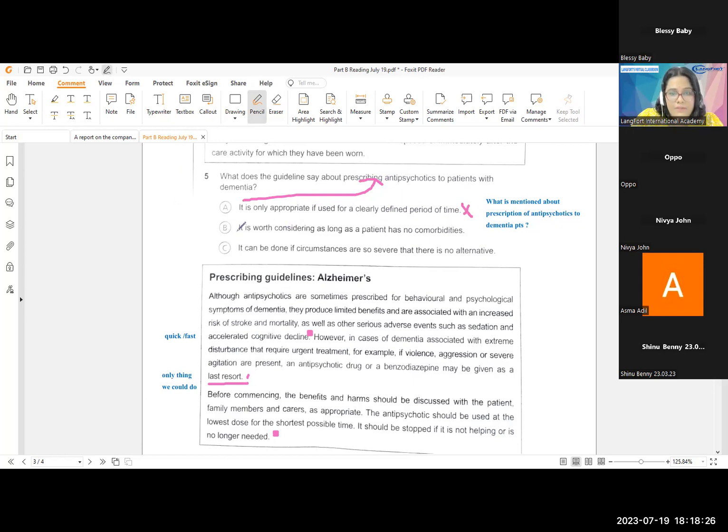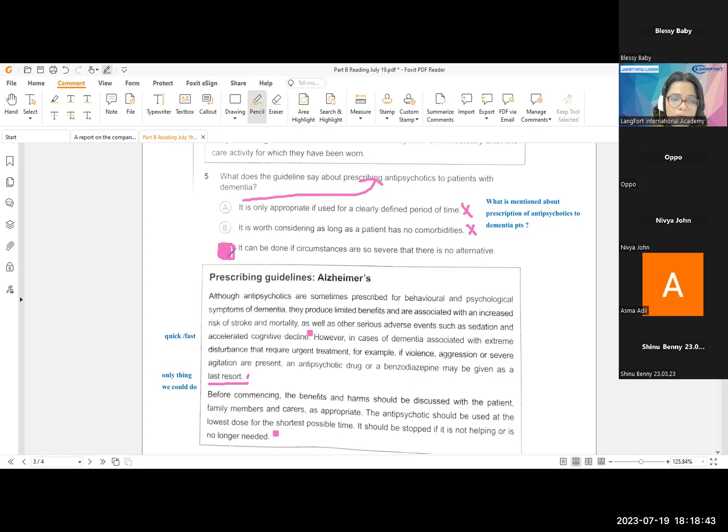Next option, Smita. "It is worth considering as long as the patient has no comorbidities." Have they mentioned comorbidities anywhere? No, ma'am. Okay. All right, so of course option C is the answer based on elimination.